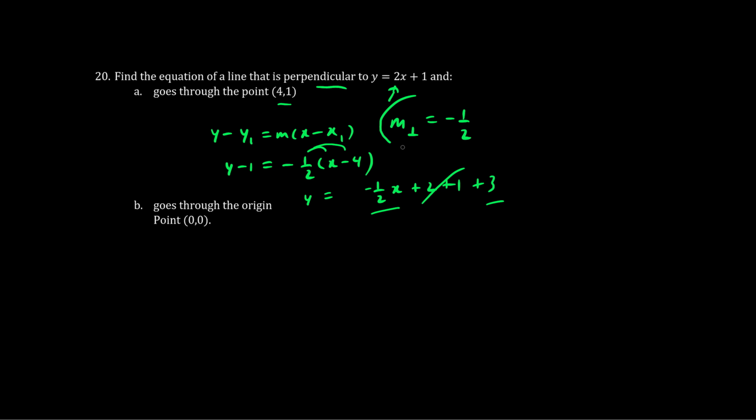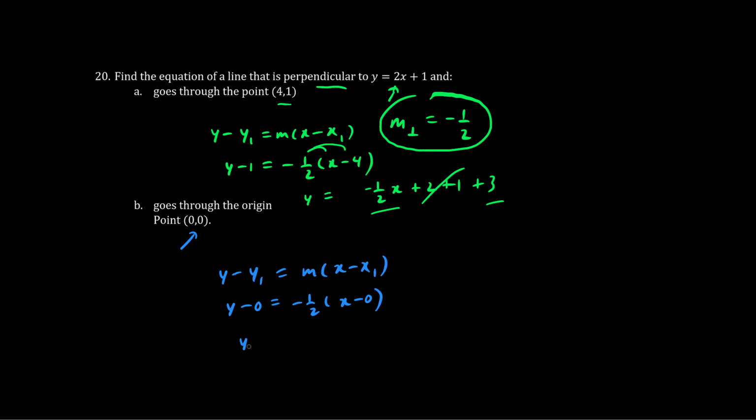Now, what if we had this nice new slope, the perpendicular slope, and also the point (0, 0), the origin? Again, we use the slope-point form. y minus 0 equals the new slope times (x minus 0). And so thus, y equals negative 1/2 x is the line equation that goes through the origin.